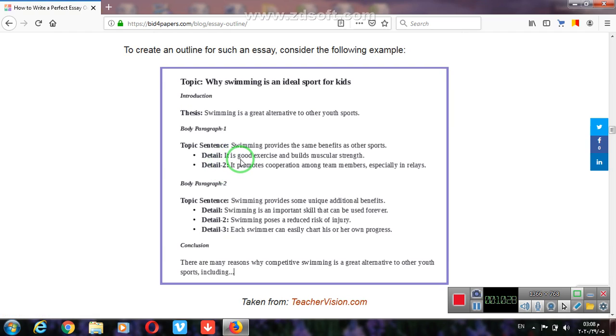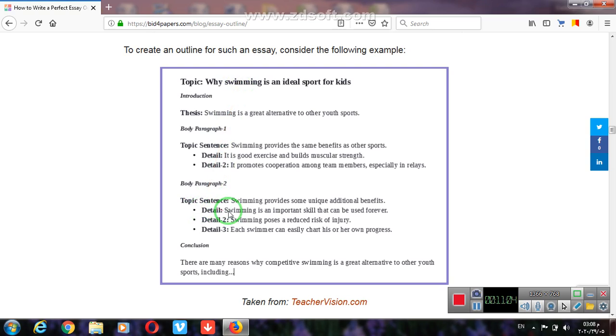So here you have to discuss the main ideas with more information. It is good exercise and builds muscular strength. And detail 2, it promotes cooperation among team members, especially in relays. They are telling you that you have to discuss your topic sentence in ideas that are related to the topic sentence. When you finish the details of the topic sentence in paragraph 1, you move to paragraph 2.